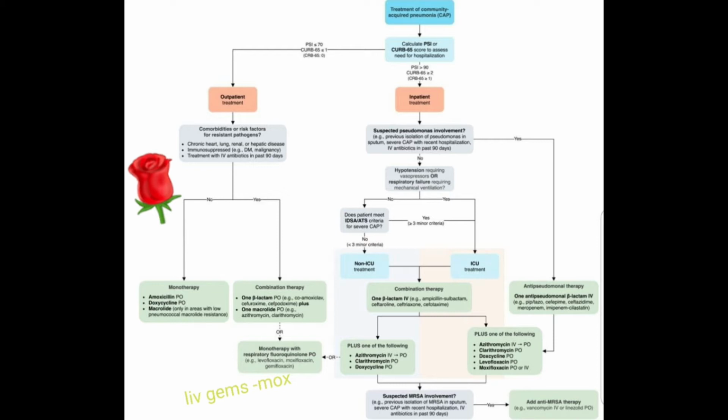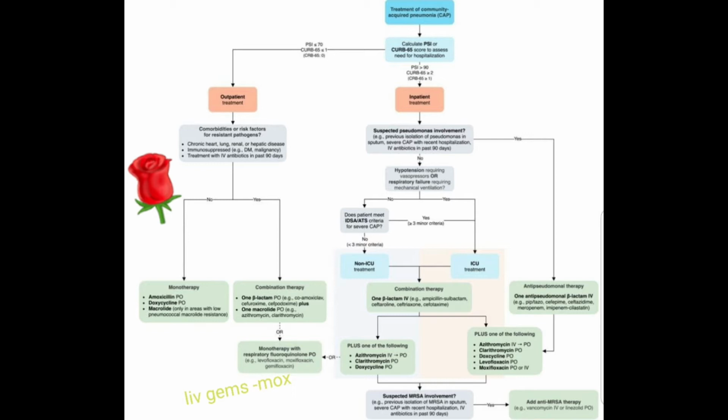Either we can do monotherapy or we can go for combination therapy, and that will be decided by whether there are any comorbidities or risk factors for a resistant pathogen or not. Let us say the patient has chronic heart, lung, renal or hepatic disease, or any immunosuppressed state, that is diabetes mellitus, malignancy, or treatment with IV antibiotics in the past 90 days. If either of them, then we will opt for the combination therapy.